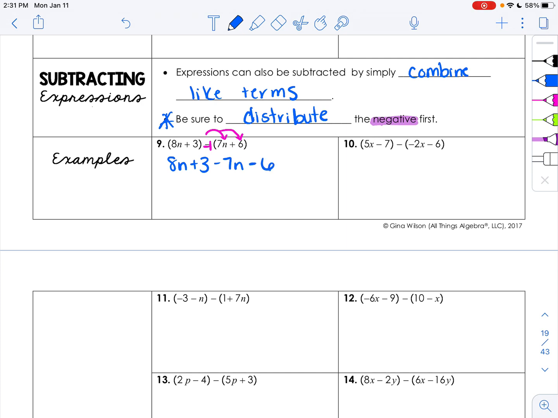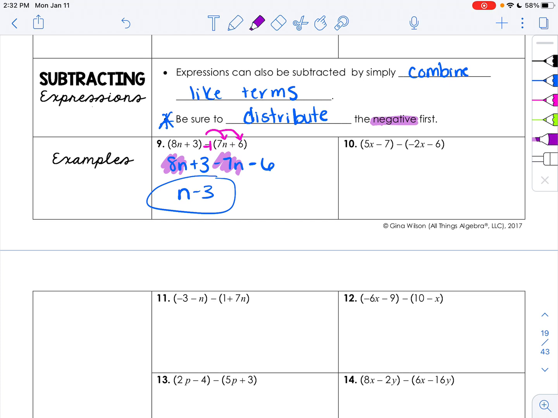From here, we can combine our like terms. Again, focusing on our variable terms first. So 8n minus 7n, which is just n. And then our constants. 3 minus 6 is negative 3. So our final answer is n minus 3.